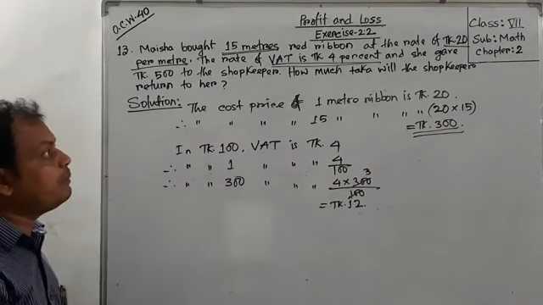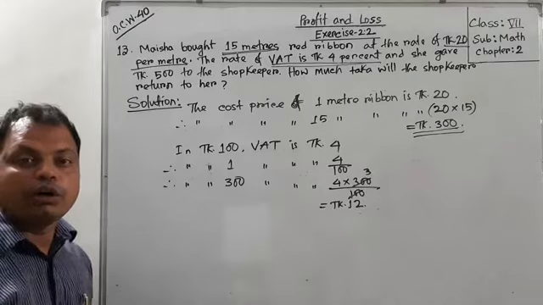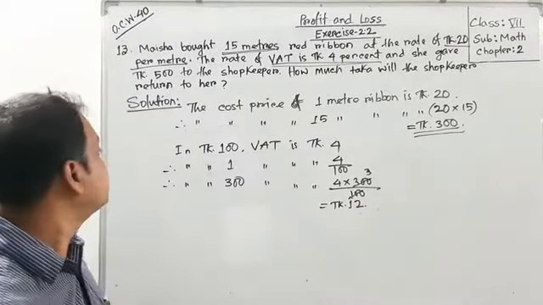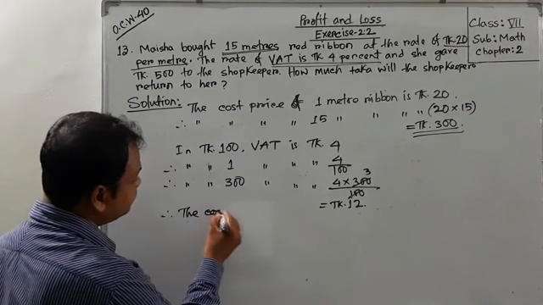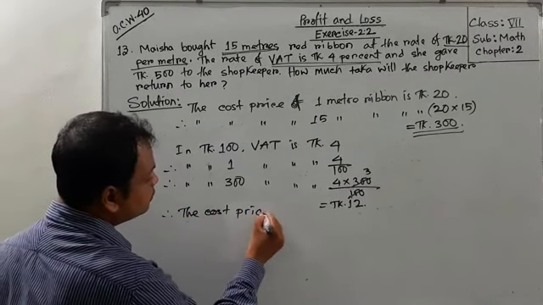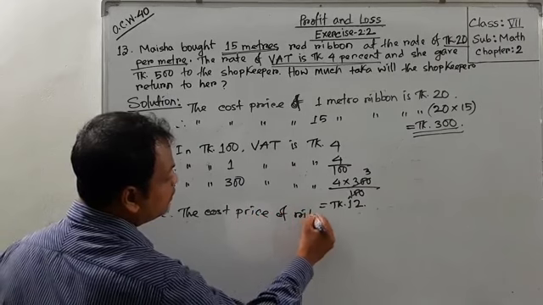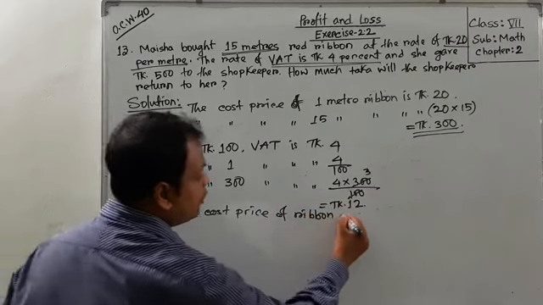Then what will be the cost price with VAT? What will be the cost price with the VAT? Therefore, the cost price of ribbon with VAT.